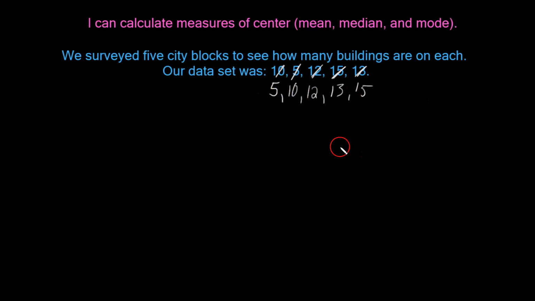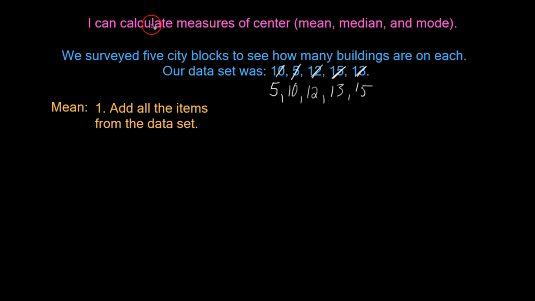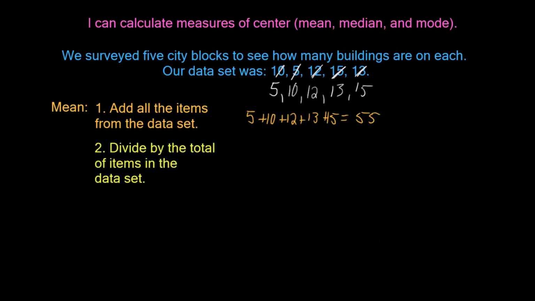And first of all, we're going to calculate the mean. The first step when we're calculating our mean is we're going to add all the items from the data set. So we're going to take 5 plus 10 plus 12 plus 13 plus 15, and we're going to get 55. If you want to do that off to the side, pause this video and do that. That is totally fine. Okay, and now our next step is going to be to divide by the total number of items in the data set. So we're going to take 55 and divide it by 5 because there are 5 items in the data set, and we're going to get 11. So our mean for this data set is going to be 11.